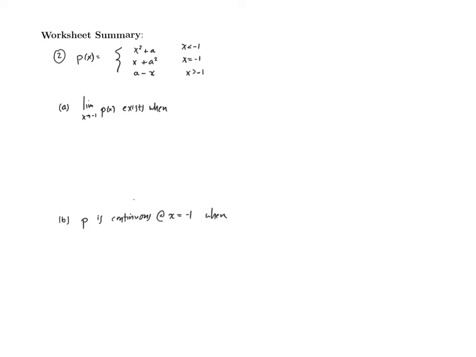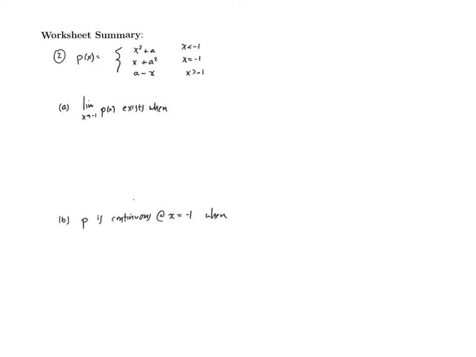So for this question number 2, we're given a function. It's defined to be one thing to the left of minus 1, something else when we are larger than minus 1, and then even a third thing at minus 1. And what we would like to do is determine what are the values of this constant a that's used to define our function p, where the limit as x approaches minus 1 exists.